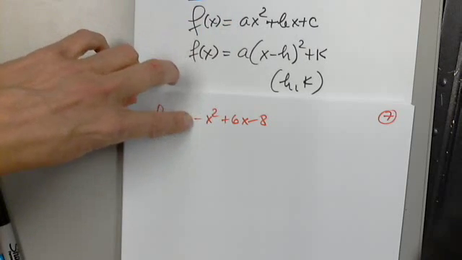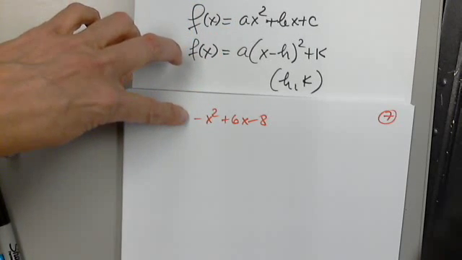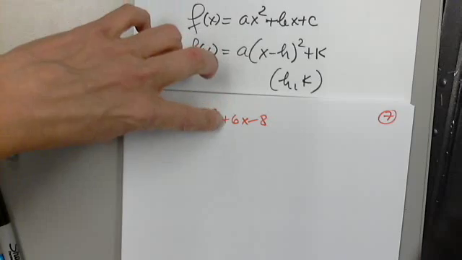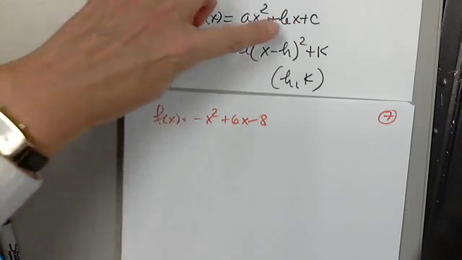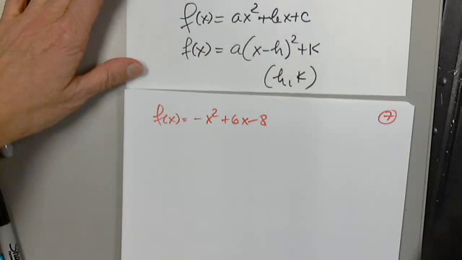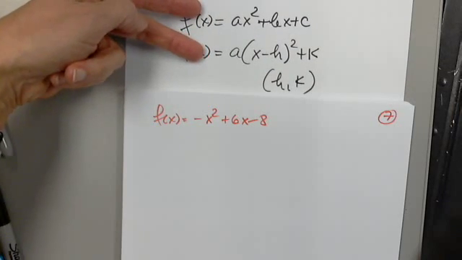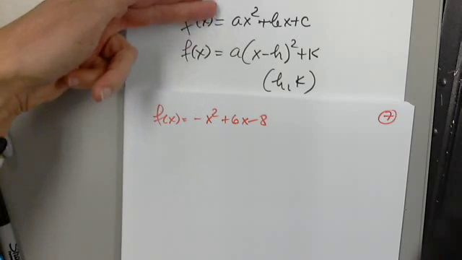Obviously, A is perfect, B is perfect, and C is correct. So it's this form. What's the difference between these two? Can I go back and forth from one to the other?